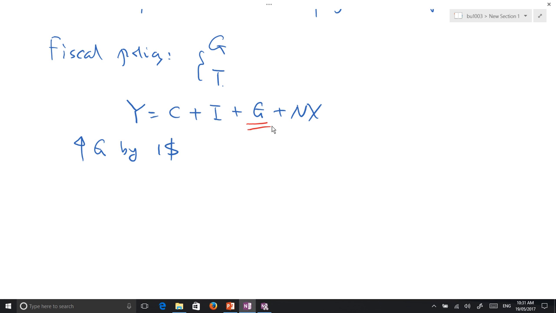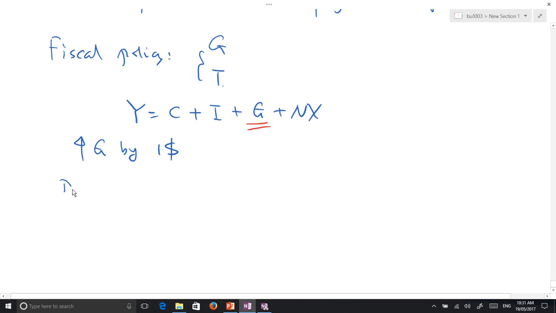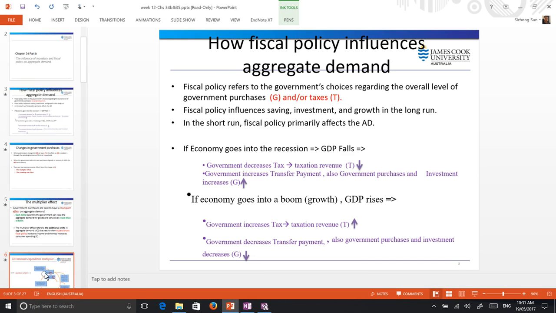Later on, we have what we call the multiplier effect. Basically, it says that if the government increases spending by $1, in the end, aggregate demand will increase by more than $1. Okay, how? Let's look at this.